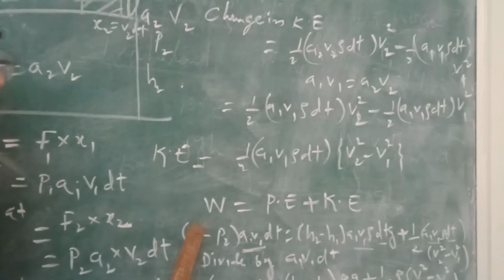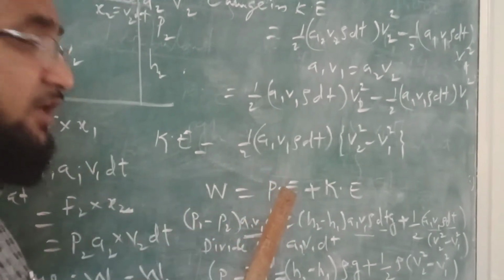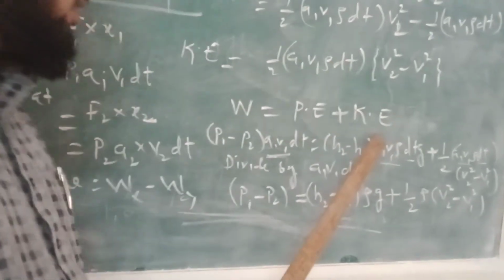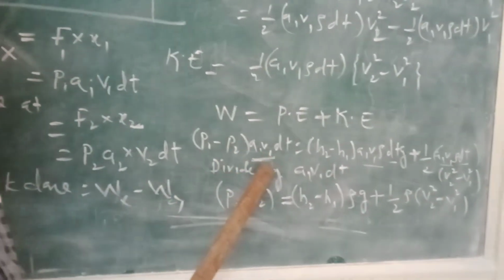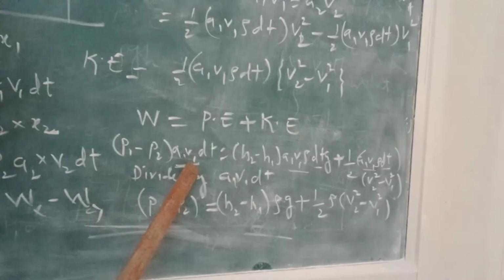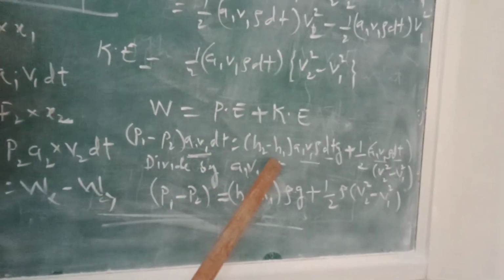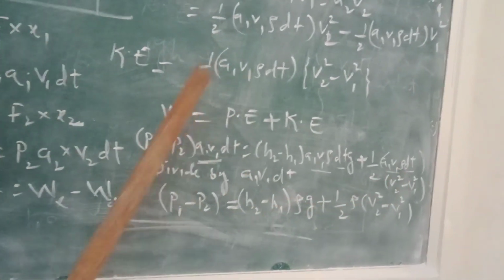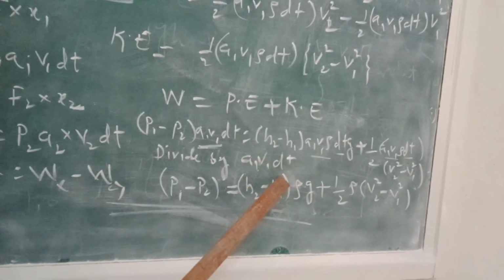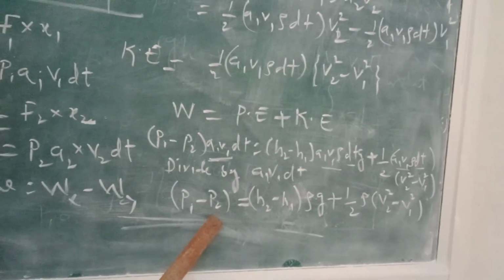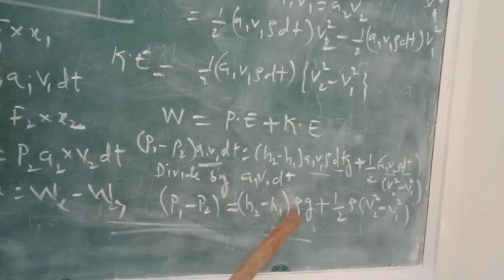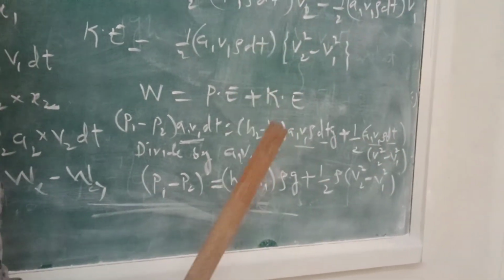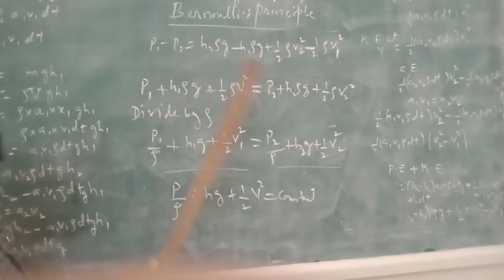The work done on the liquid will do the two types of work, that is the potential energy and kinetic energy. So I will write the formula for the work done, which we calculated. I will write the formula for potential energy, and I will write the formula for kinetic energy. Then I will divide it by A1 v1 dt. So I will get here P1 minus P2 is equal to h2 minus h1 rho g plus half rho v2 square minus v1 square. I will simplify the equation by opening the bracket.